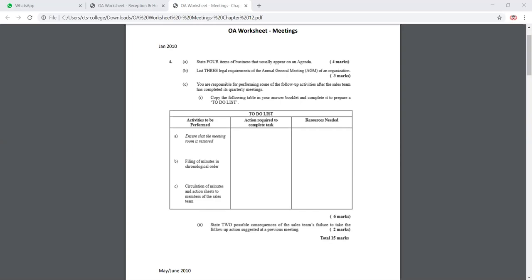So ensure that the meeting room is restored. What we need to do, we need to check the meeting room and ensure that what? All the equipment goes back to its original location. Right, so you could probably jot down that point. Ensure the room is restored to its original condition. Original condition, yeah, very good. That is also correct.